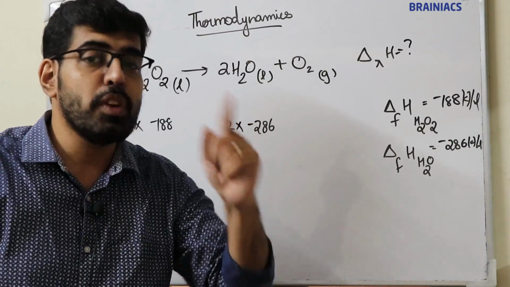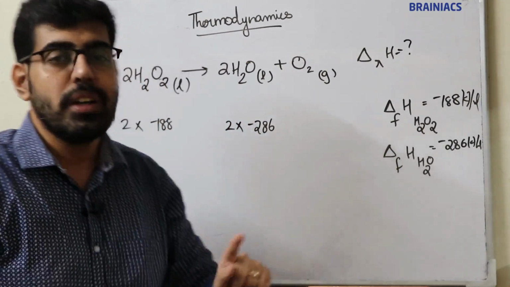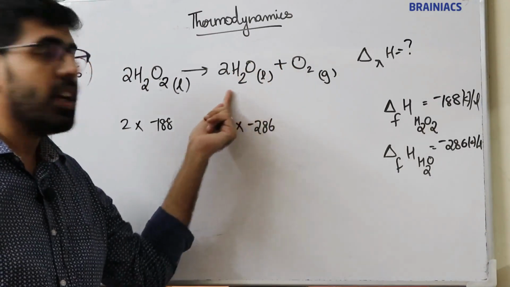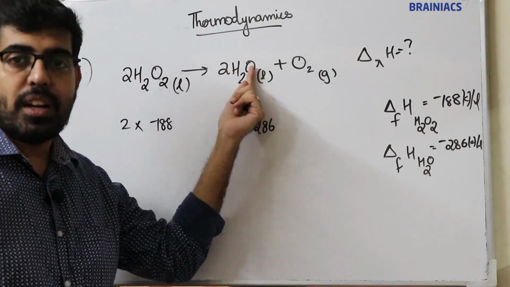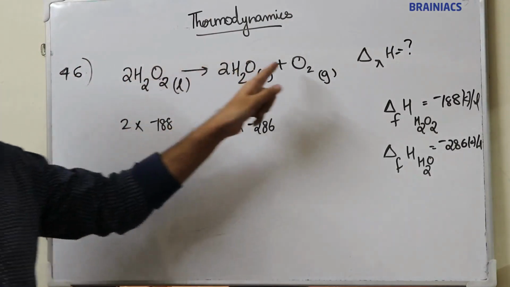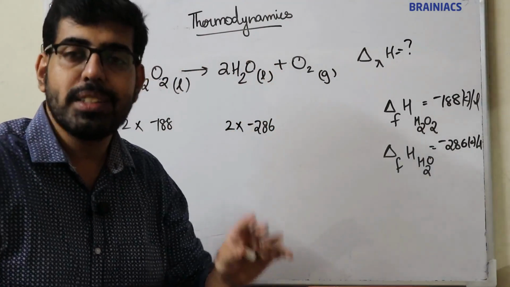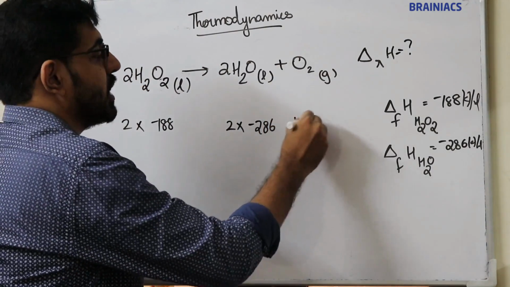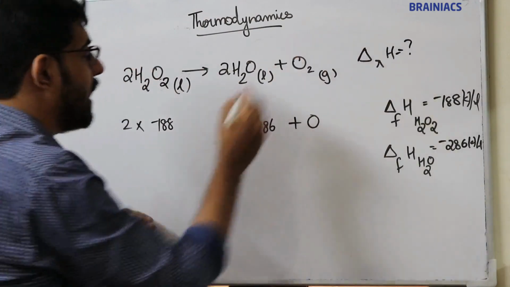It is the enthalpy change when 1 mole of a compound. This is a compound, hydrogen peroxide, which consists of 2 different elements. This one is a compound too, consisting of 2 different elements. But oxygen is not a compound, it's an element. So the value is 0.